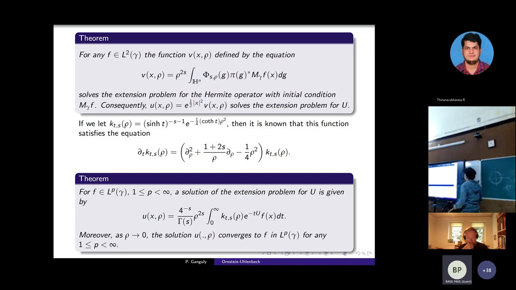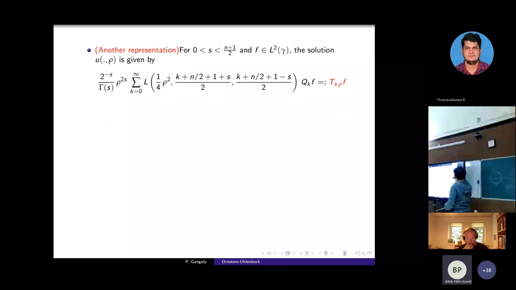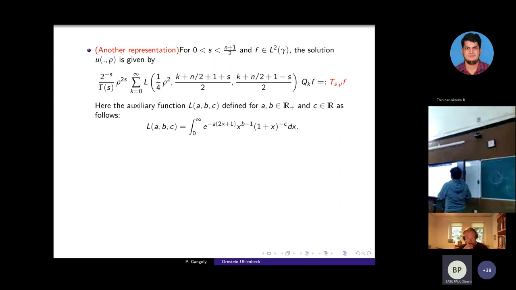And we can actually calculate these two solutions and show that they are the same. Since these expressions are explicit, we can just calculate this integral, and that turns out to be this. If f is in L2, then the solution exactly looks like this in the spectral form, where this coefficient is given by an L function, which is defined by this relation. So if you take a, b to be positive and c from R, then L, a, b, c is defined by this integral, and the solution turns out to be this, where the coefficients are given by the L function. So from now on, we will call this the extension operator TS rho applied to f.